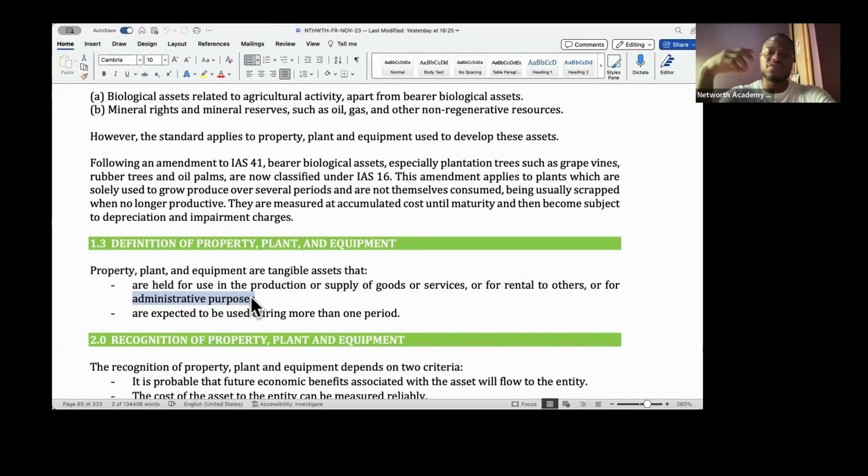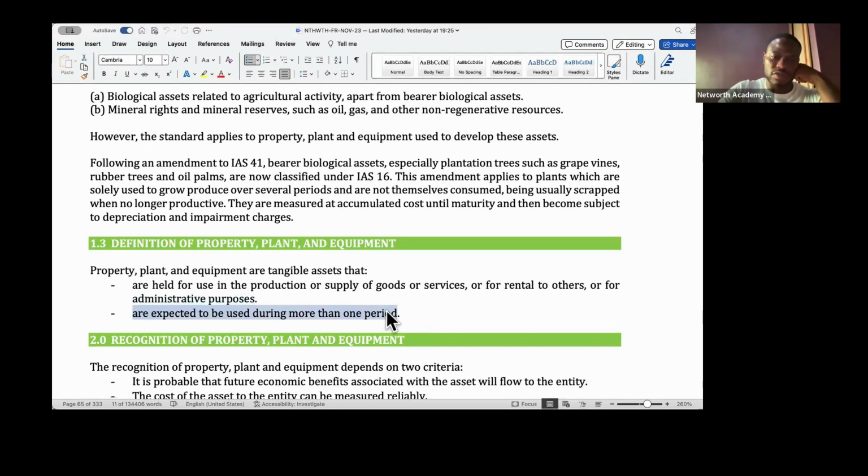However, if you hold a tangible asset and you are using it for any of these three that I've mentioned, but you can only use it for 1 year or less than 1 year, then it is not a PPE. It's most likely going to be something you might have to expense, right? It can't be PPE, because for it to be a property, plant, and equipment, you are expected to use it for more than one period. This point 2 is extremely important. You're expected to use it for more than one period.